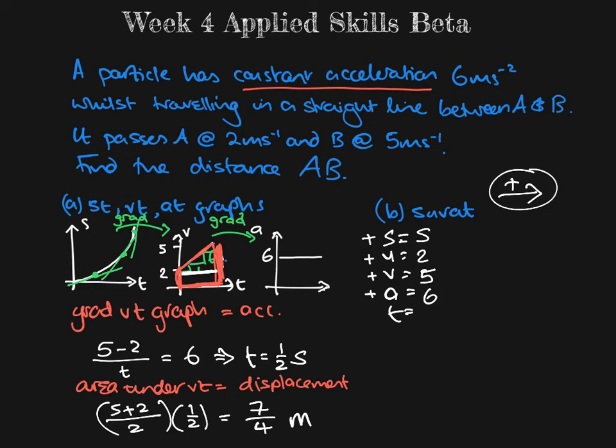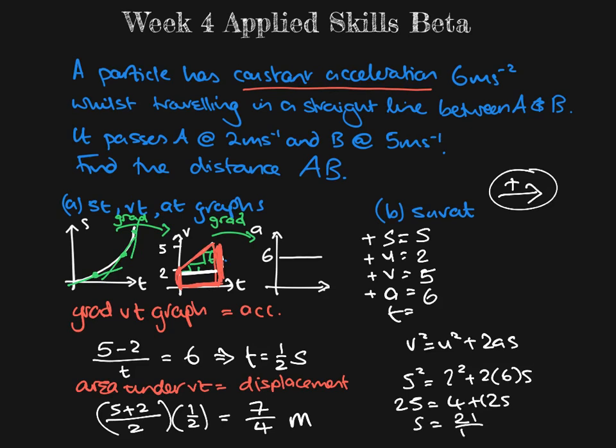I'm going to use the formula without t, which is v squared equals u squared plus 2as, and I'm going to stick everything in. So I get 5 squared equals 2 squared plus 2 times 6 times the displacement. So 25 equals 4 plus 12s. So s equals 21 over 12, which can be simplified by dividing by 3 to 7 over 4 meters.